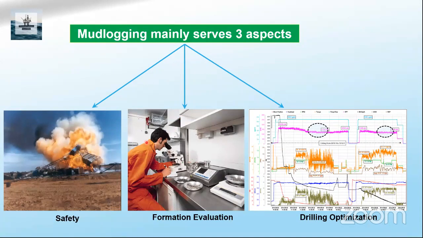So there are three main aspects. The first one is safety. I think you all have heard about the Macondo incident, Piper Alpha, and also the recent one in Assam. For obvious reasons, incidents sometimes happen, and sometimes they may be beyond control, but a lot of care has to be taken, as you'll see as we go through it. The presence of mud logging is very important from the safety point of view. Then the second thing is formation evaluation.